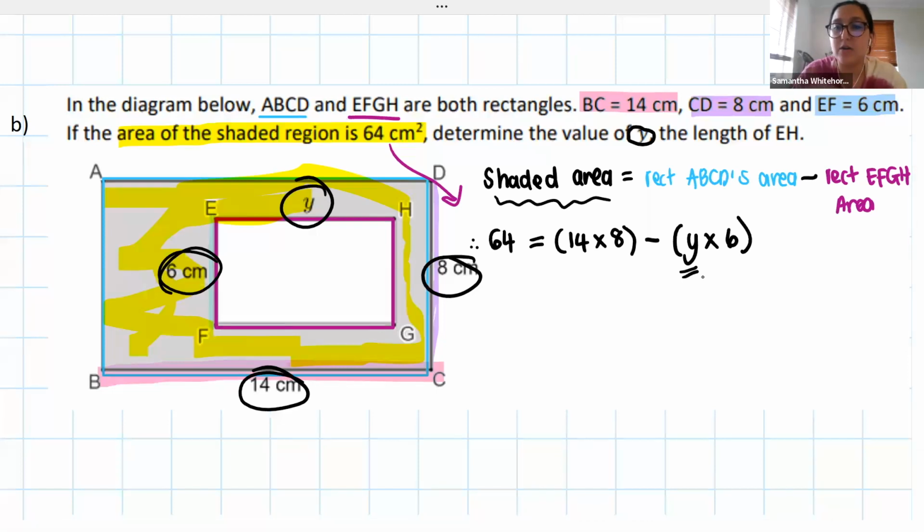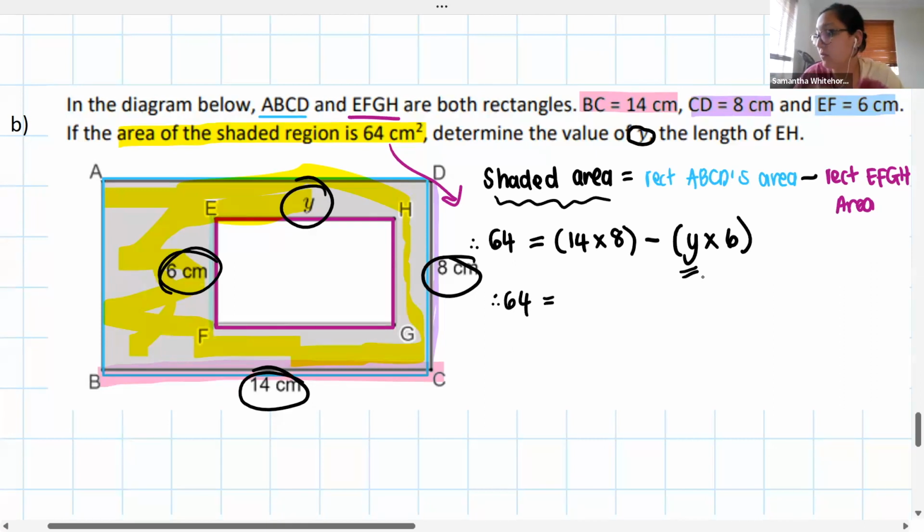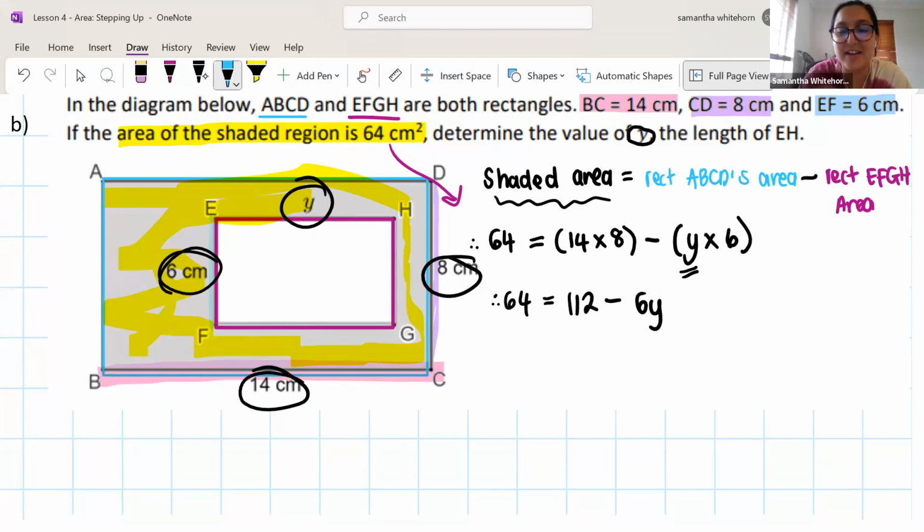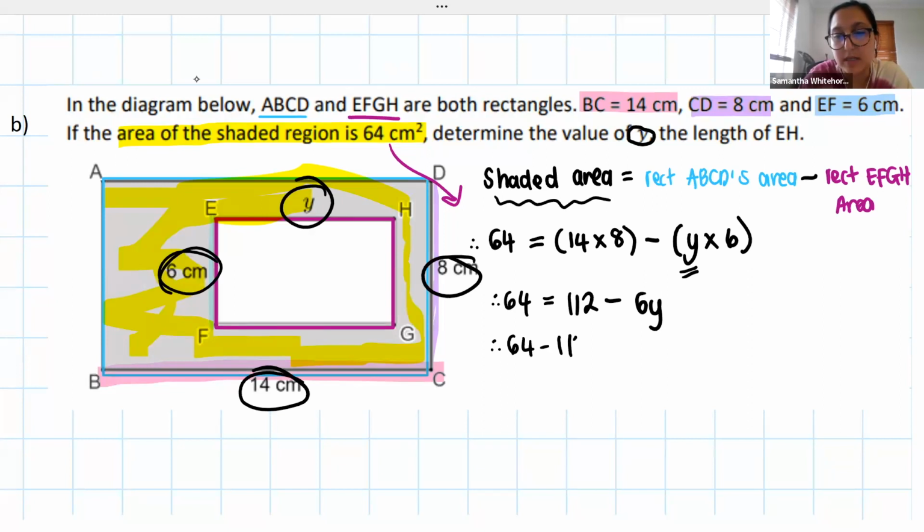Alrighty, so if we now go and do exactly that, 64 is obviously 64. 14 times 8 is some fun value, 112. Minus, and 6 times y is 6y. Inverse operations, glad to see that we're already trying, means that I'm going to have to subtract 112 on both sides. So 64 minus 112 is equal to the minus 6y, because remember we want to get the y value alone. 64 minus 112 is minus 48, which is equal to negative 6y.